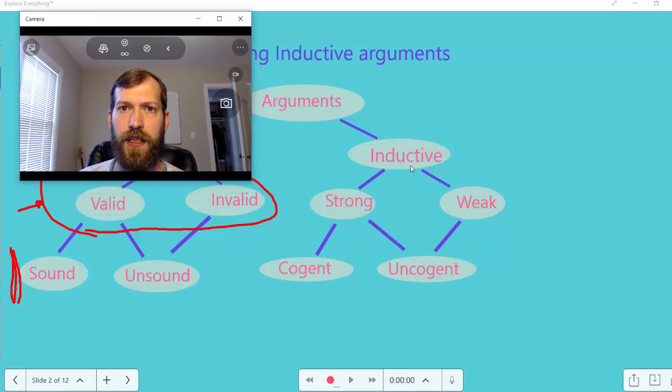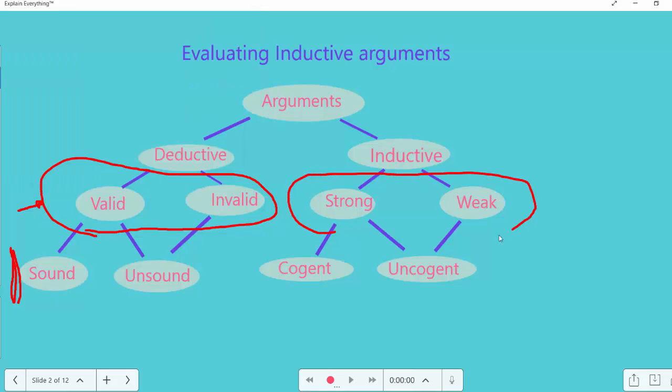So as we proceed to look at inductive arguments, as I've already mentioned, we'll look at these concepts of being a strong argument and being a cogent argument, or their opposites, weak and uncogent. And in the same way that validity and invalidity is worried about the inferential move and is worried about whether the argument is truth-preserving, same thing with strength and weakness. An argument is going to be strong just in case it's truth-preserving.